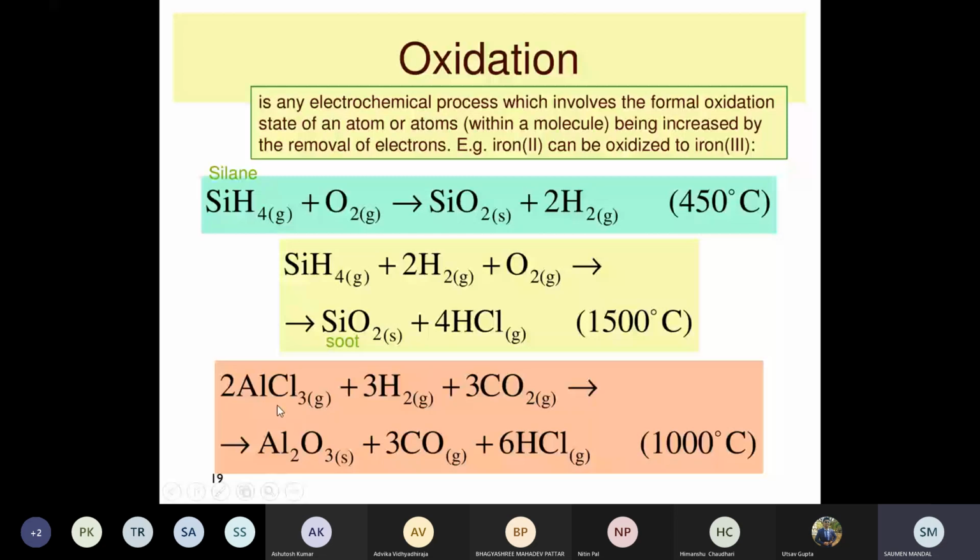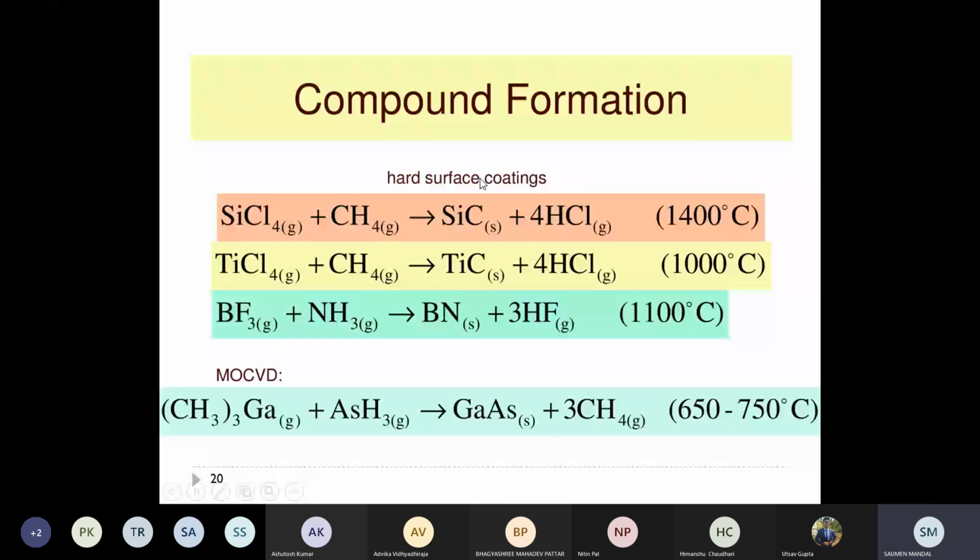Now compound formation, hard surface coating. These are very important from a metallurgical point of view. You can see silicon tetrachloride and then methane gas is purged, and SiC will form. So there is a huge demand for this kind of material coating or hard coating. You can see at 1400 degrees Celsius, you can make this kind of coating.